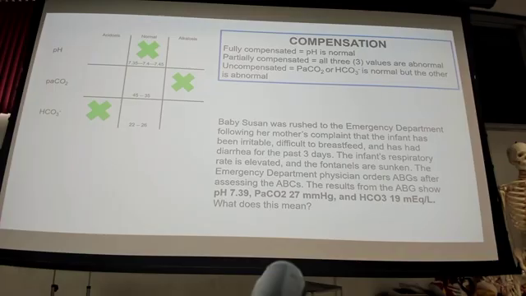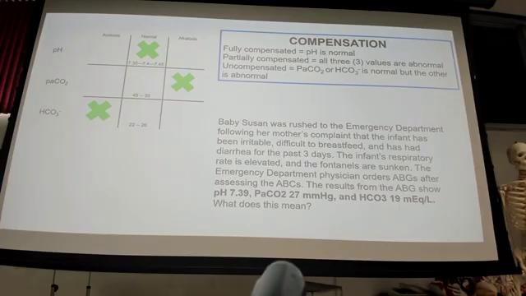Complicated, absolutely complicated. So this is what would be called a mixed acid-base disturbance. You will not have anything like this on the exam, but in real life you will. So we're going to talk about how we assess this, but basically this baby is experiencing 2 different conditions.